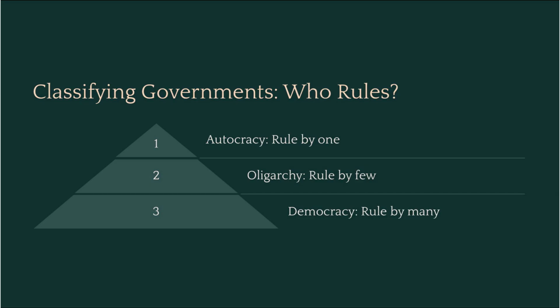Imagine all governments as a pyramid. At the very top, we have the simplest form, autocracy. This is rule by one. Think of a single figure standing at the peak, holding all the cards. Move down a layer, and the group widens slightly. This is oligarchy, rule by the few. A select club making the decisions. Finally, at the base, the widest section, democracy. This is rule by the many. It's a simple classification, but as we'll see, the lines between one, few, and many can sometimes get blurry.